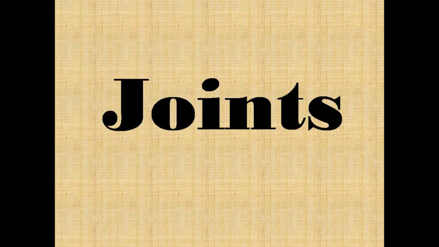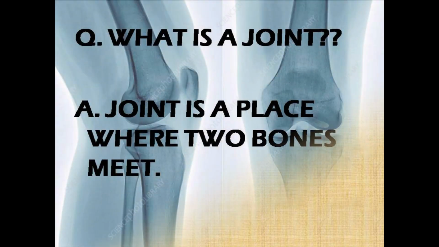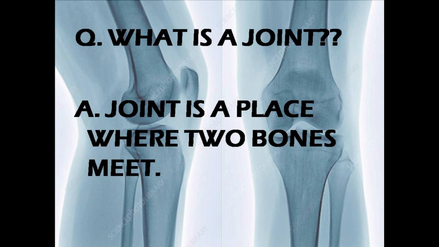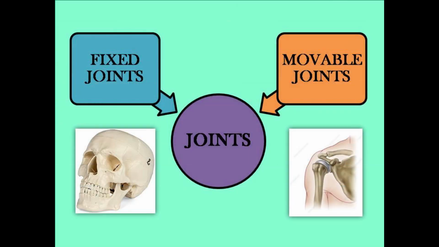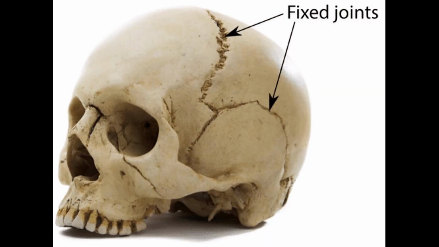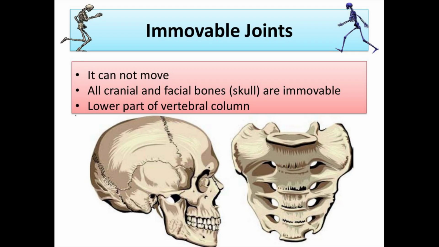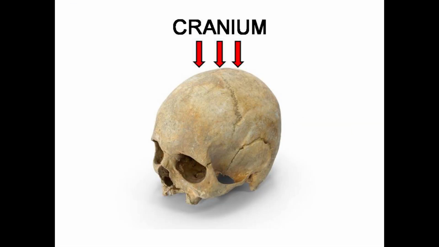Joints. A joint is a place where two bones meet. We have two main types of joints in our bodies: fixed joints and movable joints. In a fixed joint, the bones are joined together firmly and do not move. For example, the skull. The cranium is made up of several bones joined together.